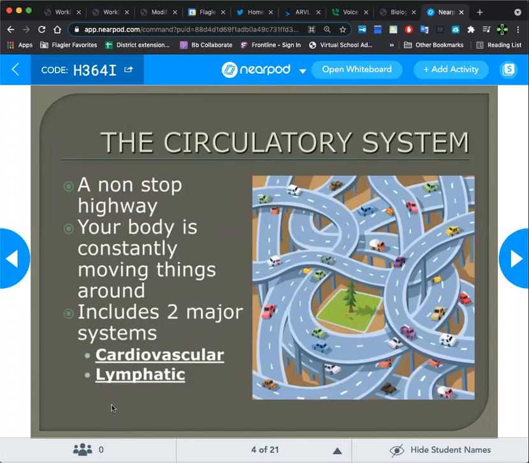So the circulatory system is divided into the cardiovascular, heart, veins, arteries, that stuff, and then the lymphatic for your lymph nodes, white blood cells, that kind of thing.